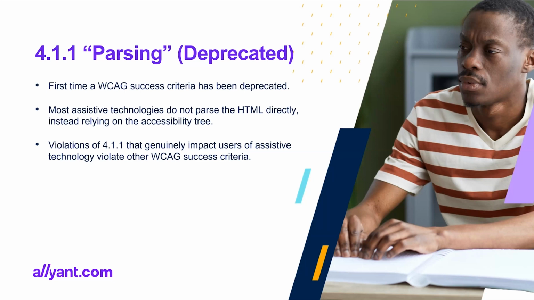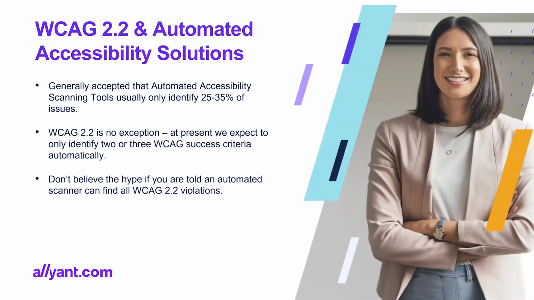So the next slide is talking briefly about WCAG 2.2 and automated accessibility scanning tools. As you probably noticed, many of these don't seem like something that would be very practical to detect by automation. And that is certainly true. Most accessibility experts, unless they're really trying to sell an automated scanning or overlay tool, will acknowledge that automation usually finds somewhere between 25 and 35 percent, a quarter to a third, of actual accessibility issues.